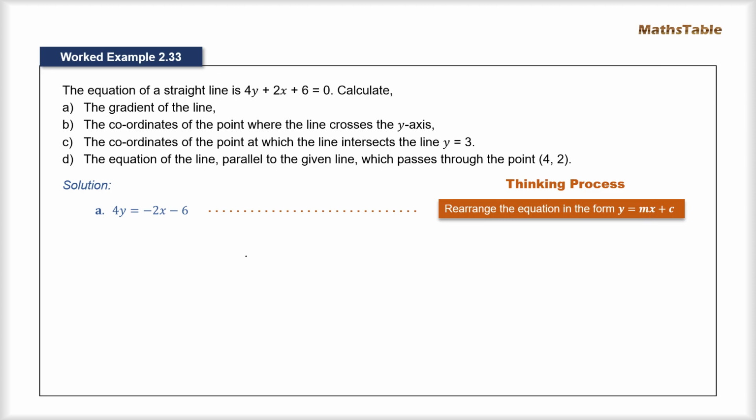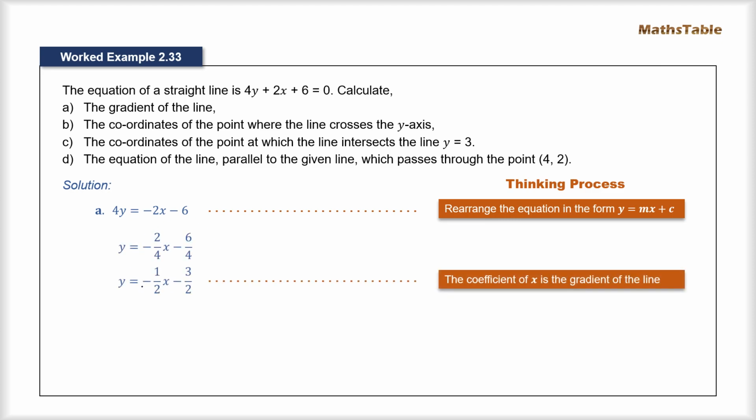So by rearranging this equation and dividing the entire equation by 4 and simplifying it, we finally get the coefficient of x as -1/2. So in this way, the gradient of the line can be found out by the equation as -1/2.